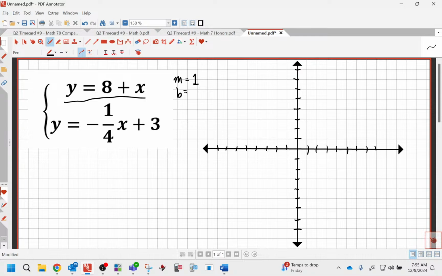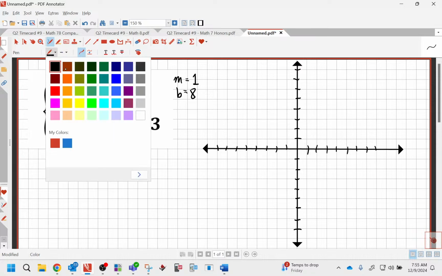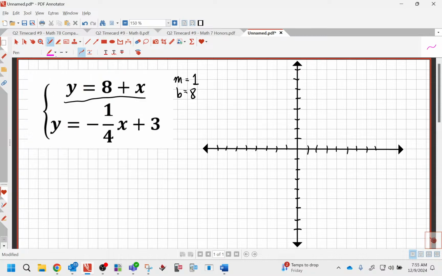Justin, what's the y-intercept? Very good. And I'll take 8 or 0, comma 8. Beautiful. Justin, how would I graph that? What's your favorite color, Justin? Pink. All right. How would I graph y equals 8 plus x?